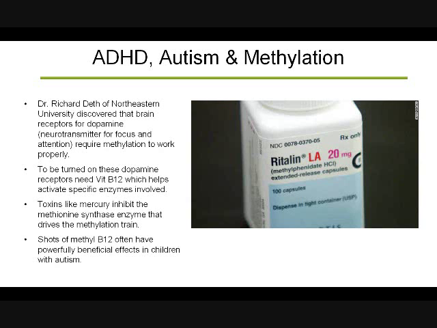So even the protein needs the methyl group to be open to receive. It would be like those old cell phones where you need to flip it open first before you can even talk to somebody. So it needs the B vitamins just to flip open and be able to talk. And then you have to have someone on the other line to talk to. So to be turned on, these dopamine receptors need B12 to activate specific enzymes that open it up. And other toxins like mercury will inhibit some of the enzymes. So shots of methyl B12 often have powerfully beneficial effects in children with autism.